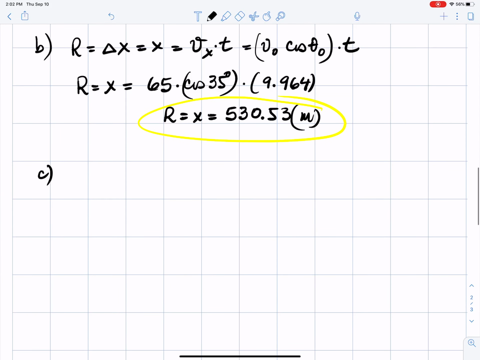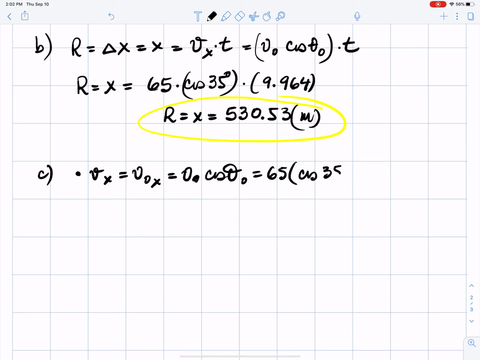We already have the Vx because Vx is constant and is equal to V naught x, which is V naught cosine of theta naught. And that was 65 times cosine of 35 degrees. That ends up being about 53.24, again, meters per second.